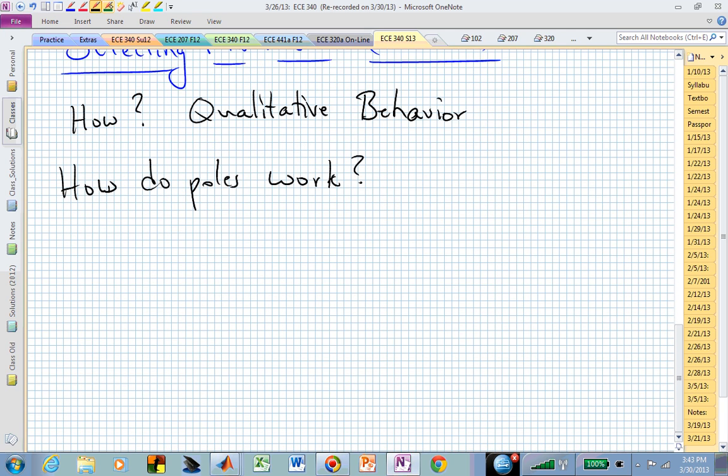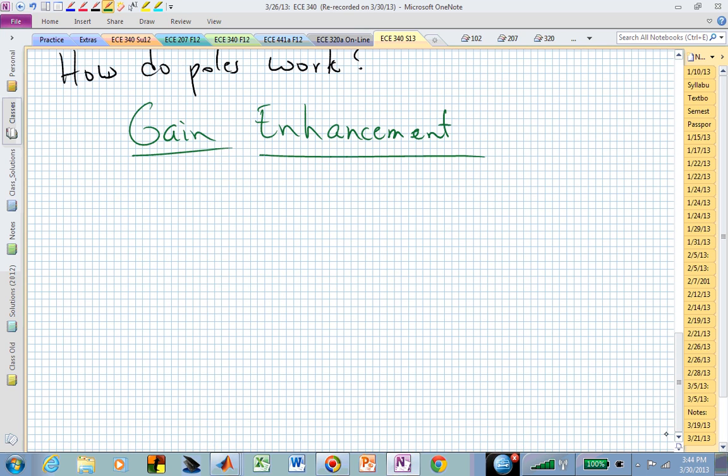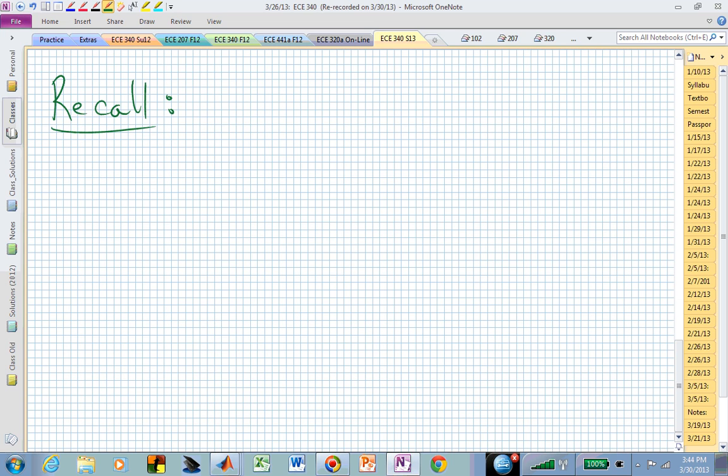Now, if you get nothing more out of this lecture, what I do want you to take home is that poles provide gain enhancement. They enhance the gain based on where you put those poles, and where you put those is related to their frequency. And that's what I want to talk about today. Before we get into a specific low-pass filter, let's remind ourselves of where we've been and what you already know.